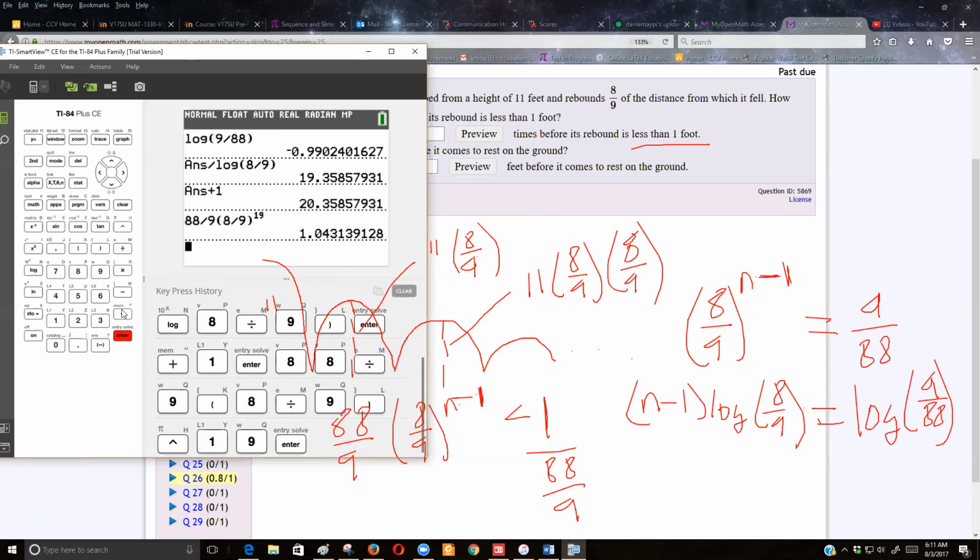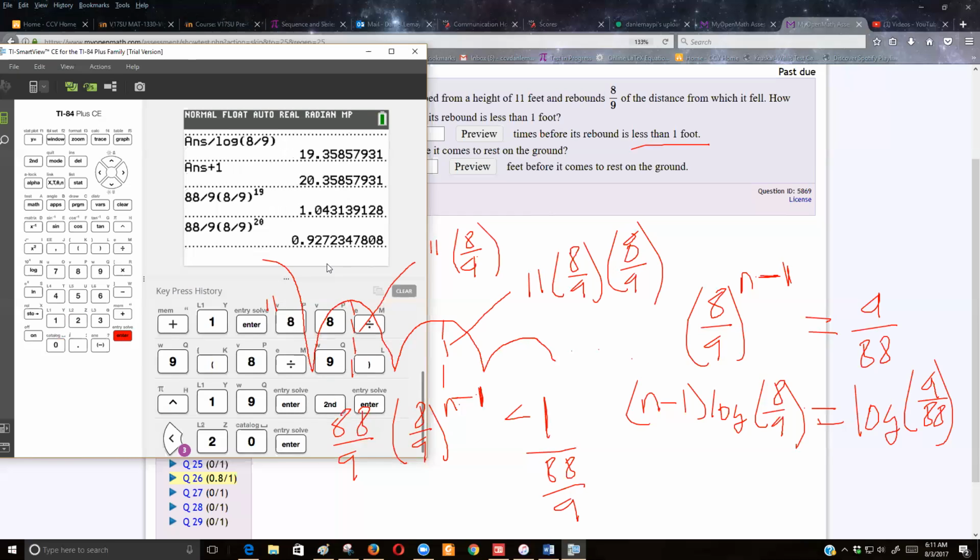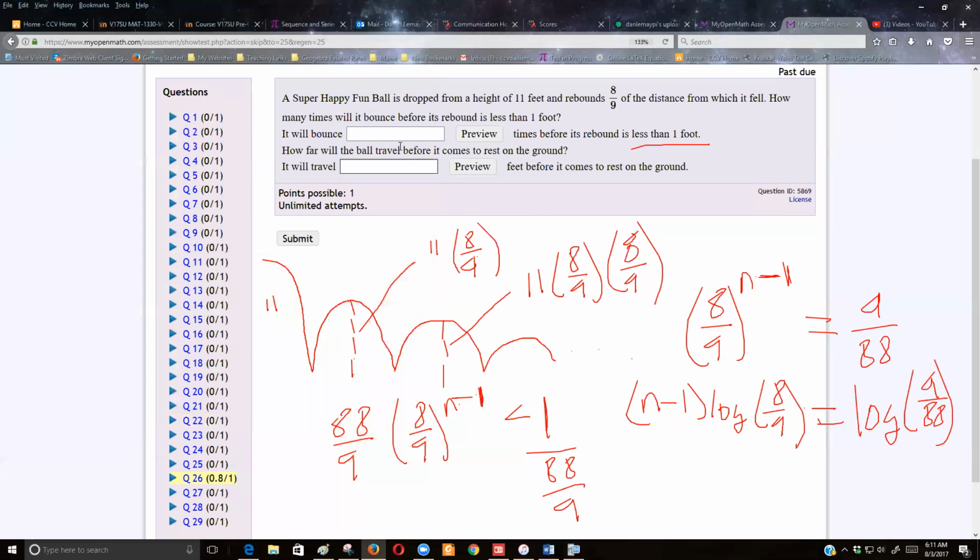So if I go to the 21st term, that would mean I would be raising this to the 20th power because of n minus 1. And see, that's where it's less than a foot. I guess you could guess and check, but that's not what we're wanting to do here. So 21 bounces it needs to go. So that's that part of that.